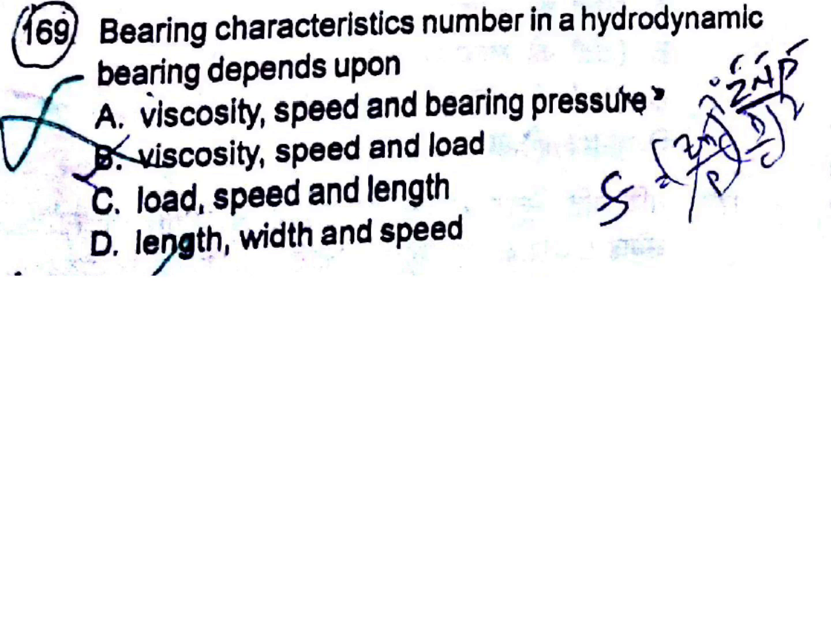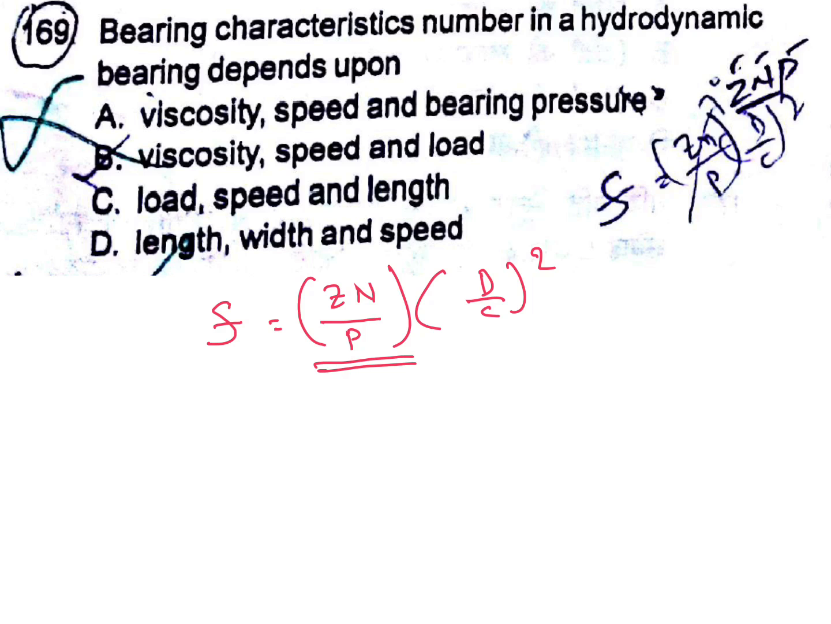Bearing characteristic number in a hydrodynamic bearing depends upon... The bearing characteristics number, the Sommerfeld number, is ZN by P into d by C square. This ZN by P is the bearing characteristic number.